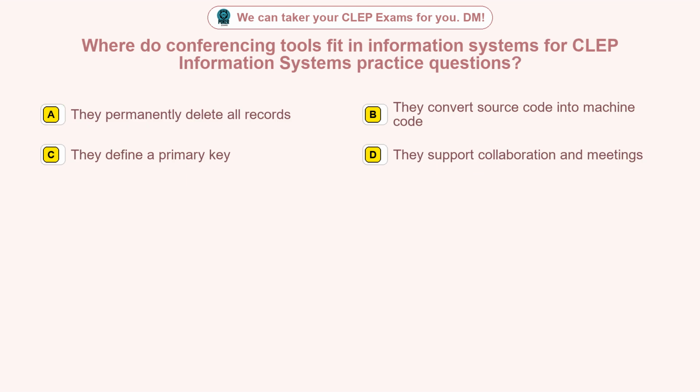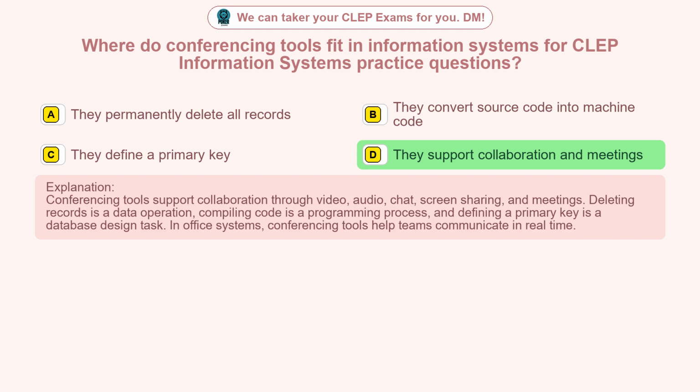Question 5. Where do conferencing tools fit in information systems for CLEP Information Systems practice questions? Option A. They permanently delete all records. Option B. They convert source code into machine code. Option C. They define a primary key. Option D. They support collaboration and meetings. The correct answer is option D. They support collaboration and meetings.